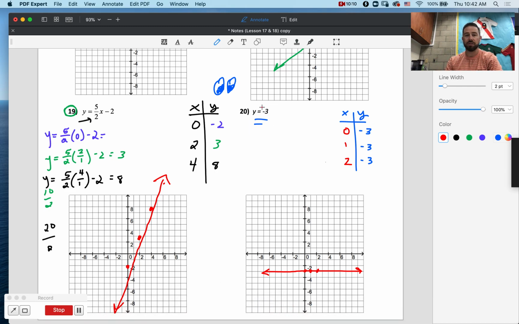And you could do the same thing if it said x equals 2. You'd pick 2, 2, and 2 for x, right? And you'd pick any numbers you want for y. Those are the easiest ones. You love those because they're so easy.